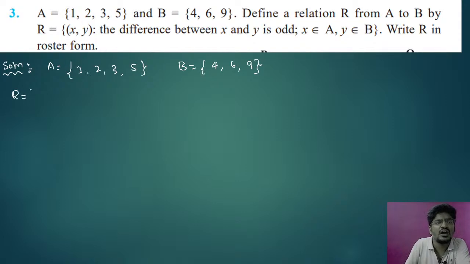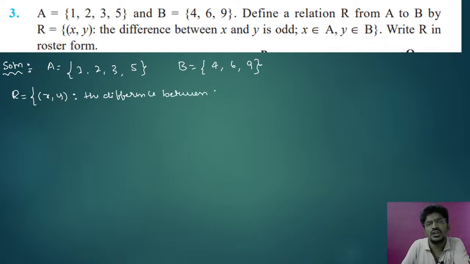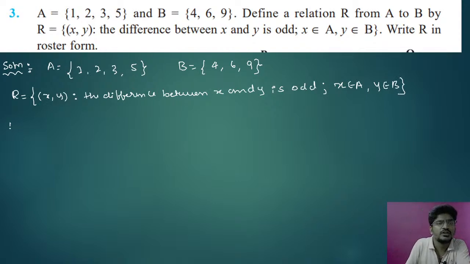What is R? R is equal to the set of ordered pairs x comma y such that the difference between x and y is odd, that is x belongs to A, y belongs to B. No problem. So this R I have to write in roster form.